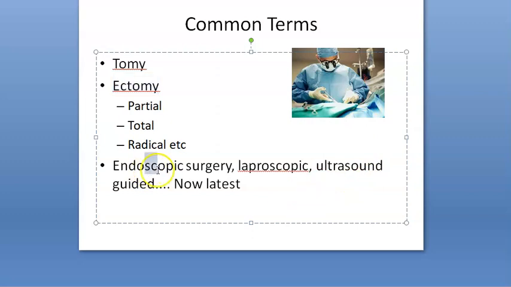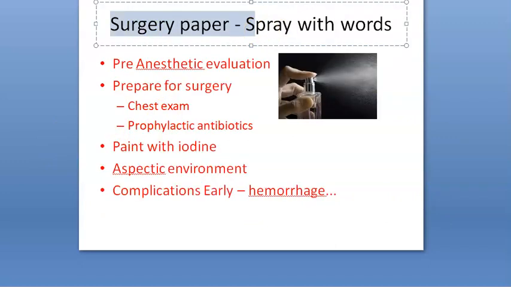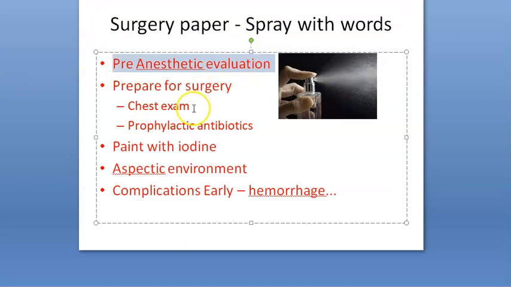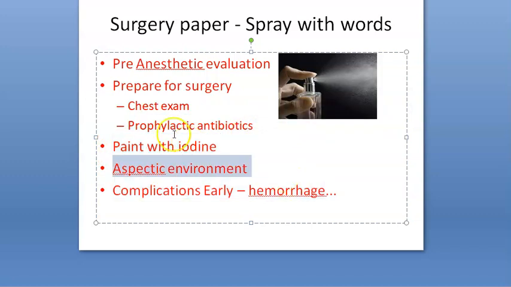Then coming to endoscopic surgery, nowadays the latest everything is like this. You don't make incisions, you go via the endoscope and do the surgery. You do via laparoscope, you do the surgery, and ultrasound guided. All this you will write in the exam, okay? Then in your surgery paper, you should sprinkle it with a lot of words like pre-anesthetic evaluation, prepare the person for the surgery, you will do a chest x-ray so that you can find out what anesthesia he can take, prophylactic antibiotics, you will paint the place with iodine, that is povidone iodine, betadine. Aseptic environment you will maintain, otherwise what will happen?